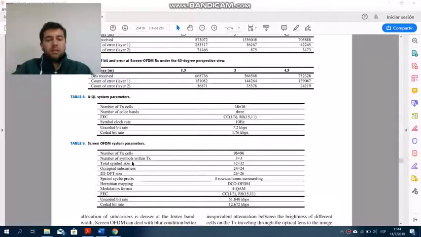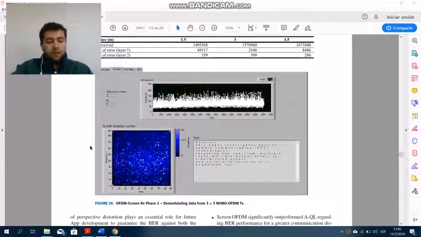When comparing the BER curves, the 2D OFDM performance is more stable than the AQL with respect to the communication distance. Both systems are impacted by the perspective viewing angle. Consequently, the correction of the distortion of perspective plays an essential role for the future development of applications to guarantee BER against both distance and view angle.